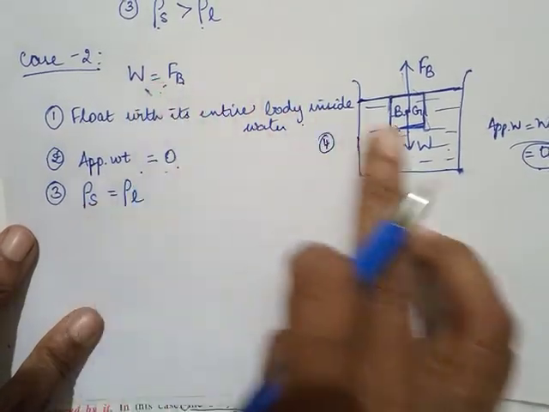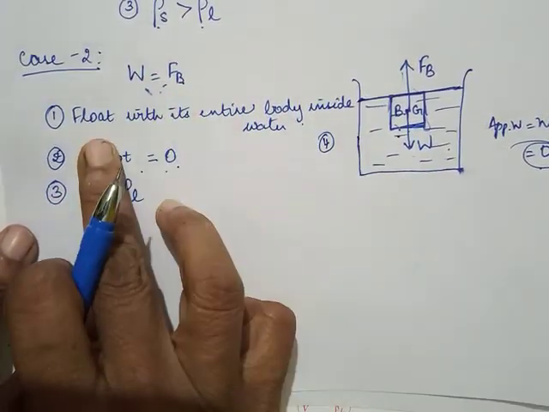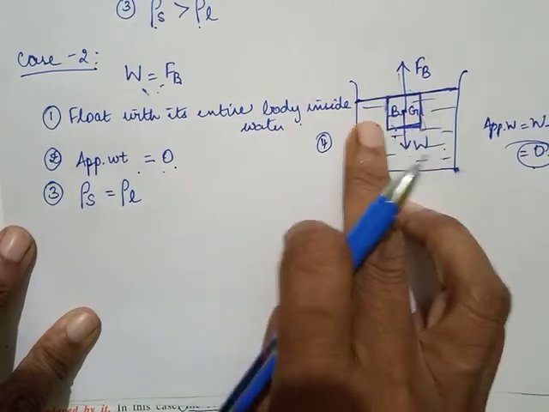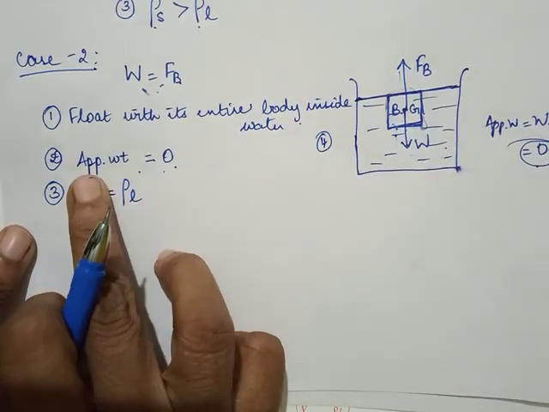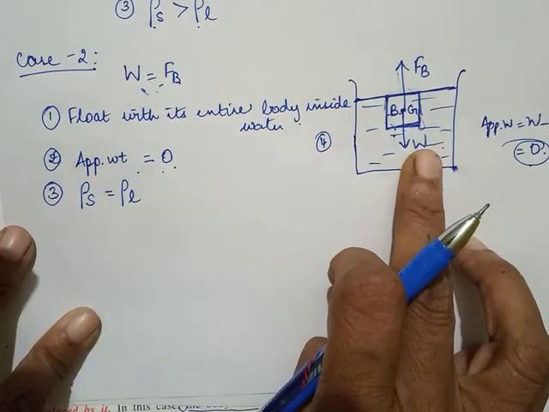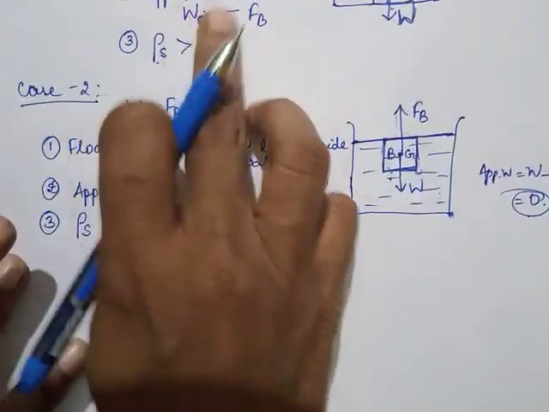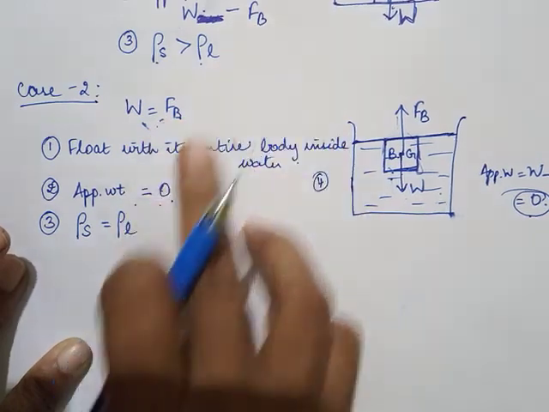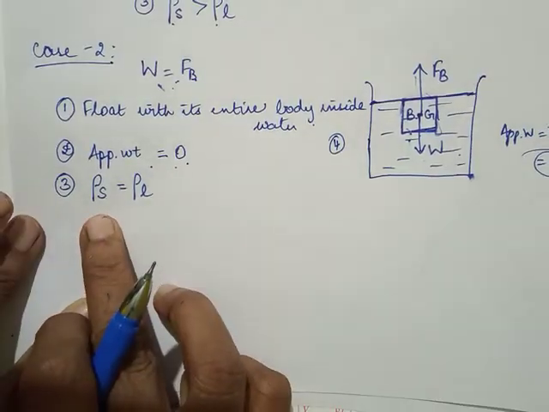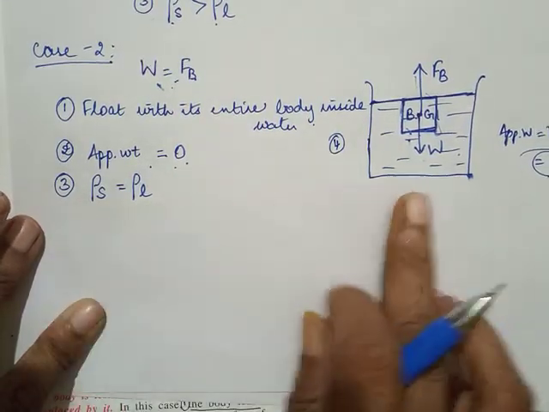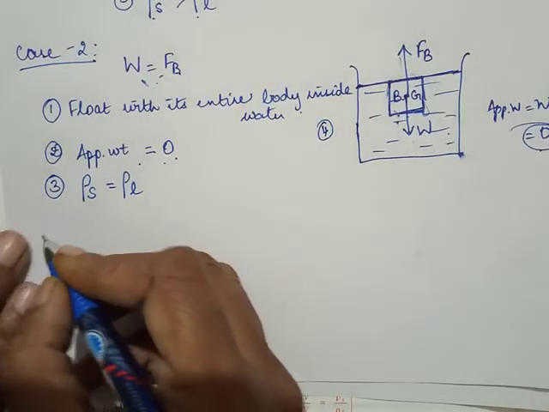So second case, we are taking weight is equal to upthrust. In this case, it will float with its entire body inside water, and then its apparent weight will be 0, because weight and upthrust are equal. Apparent weight is W minus FB. Because they are equal, apparent weight will be 0. And this is the case where density of solid will be equal to density of liquid.